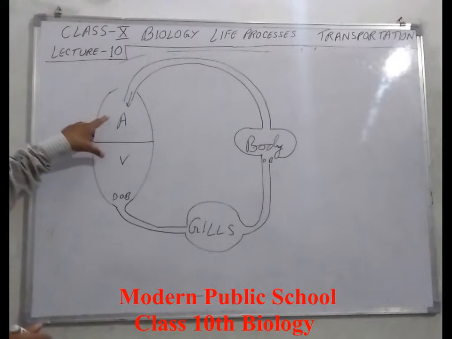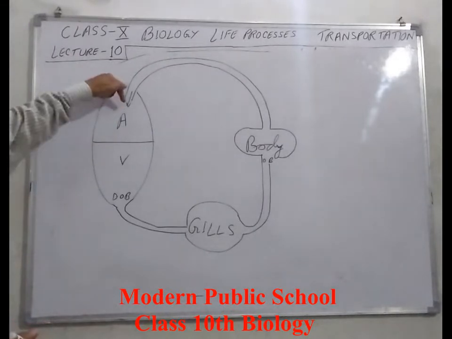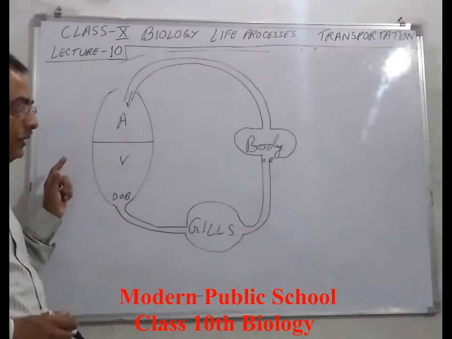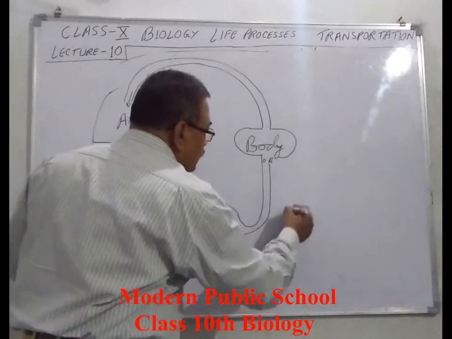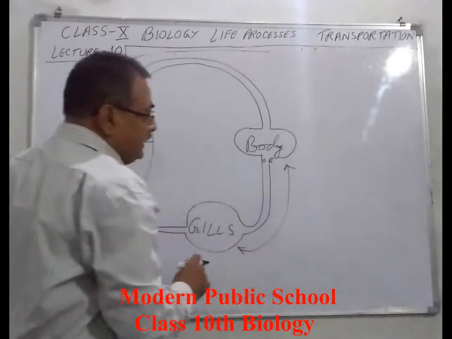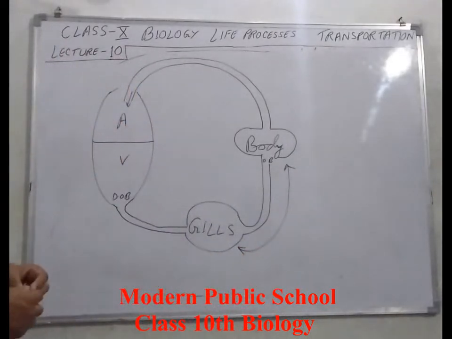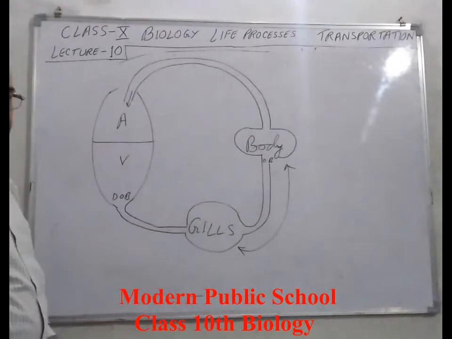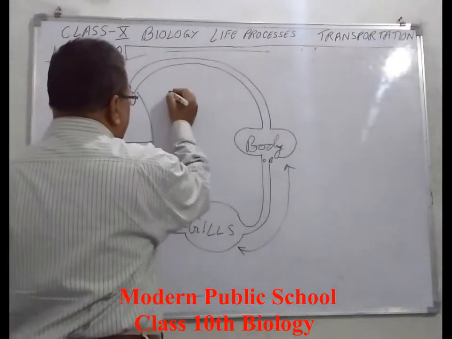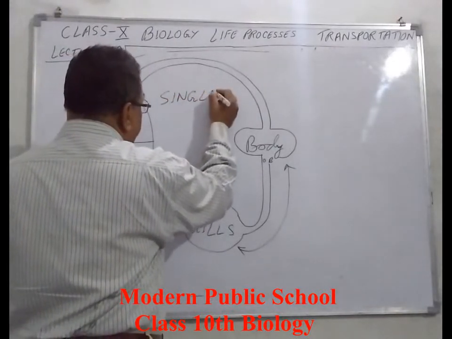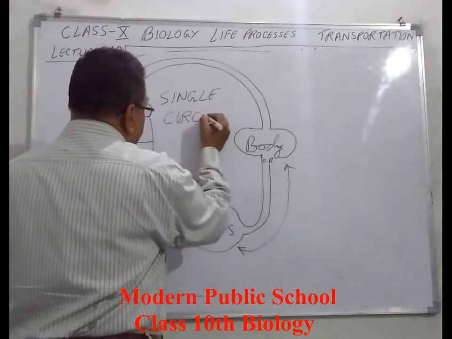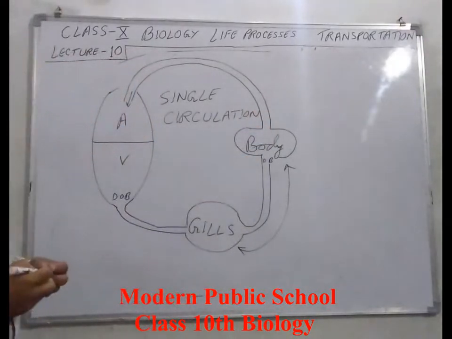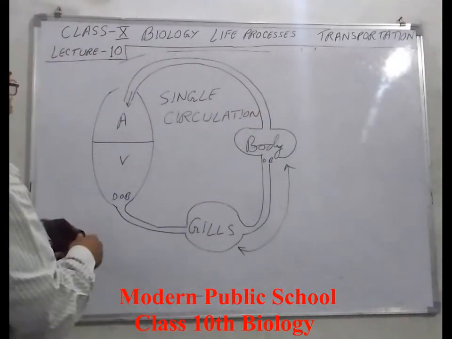In this figure, we are seeing that from heart only deoxygenated blood moves. From gills to body, oxygenated blood is moving. एक ही ब्लड बार again and again circulate कर रहा है. This type of circulation is termed as single circulation. This type of circulation takes place in fishes.